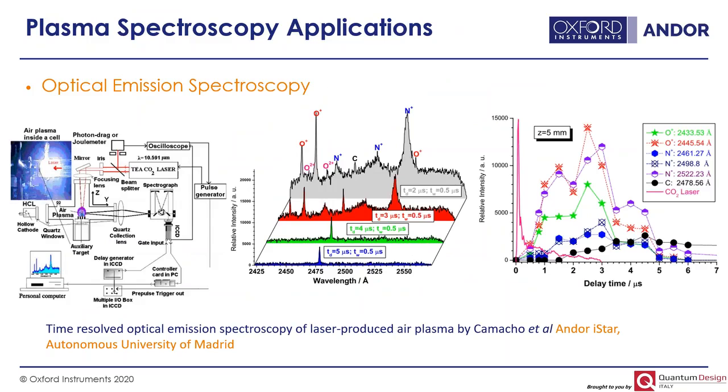My first example is this setup at the University of Madrid, where they were doing optical emission spectroscopy on a plasma that they'd generated, and they were interested in looking at how ionic species within the plasma decayed in relation to the neutral atomic and molecular species within the plasma. They were also quite interested in how the excitation temperature and electron density fluctuated with time from the instant of the laser pulse that they had set up. So this was captured using an iStar camera.